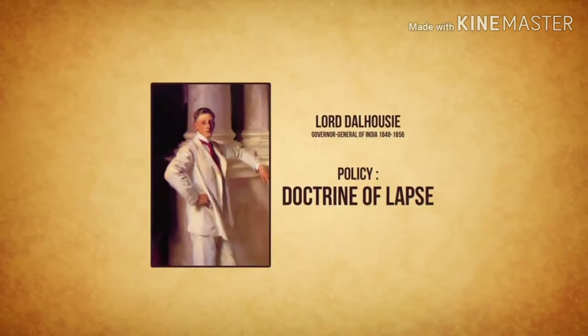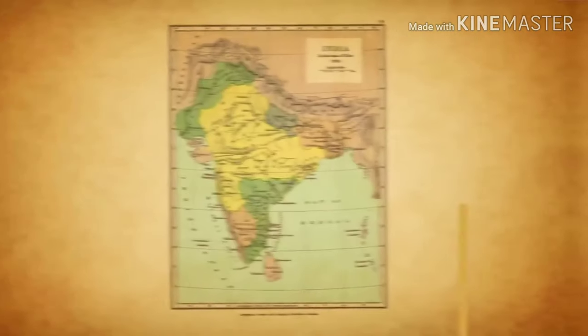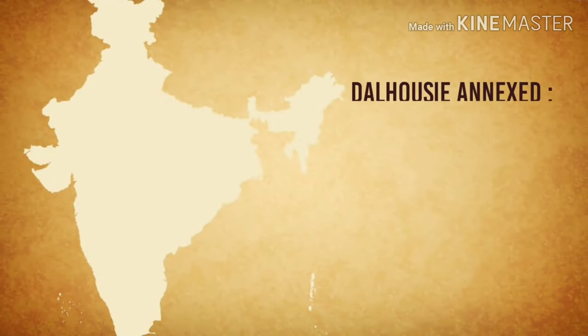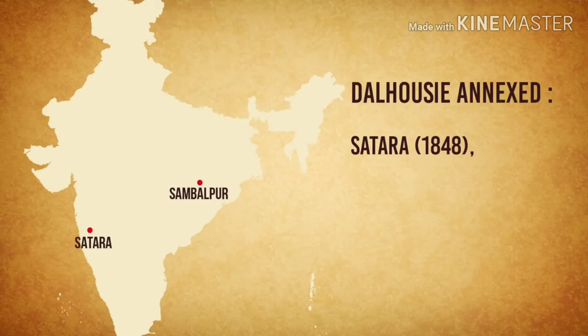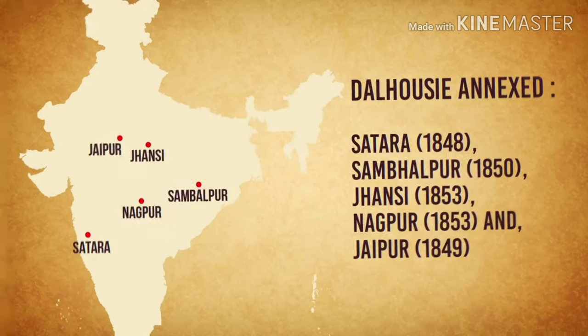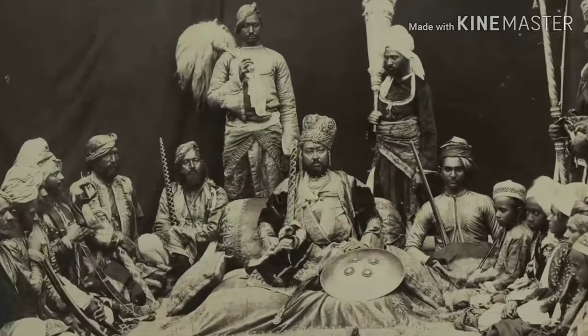The policy of annexation reached its climax when he implemented the Doctrine of Lapse and annexed the Indian states on charges of misgovernance and absence of an heir. In the course of 8 years, Dalhousie annexed Satara, Sambalpur, Jhansi, Nagpur, Jaipur. This policy enraged the Indian rulers against the British government.